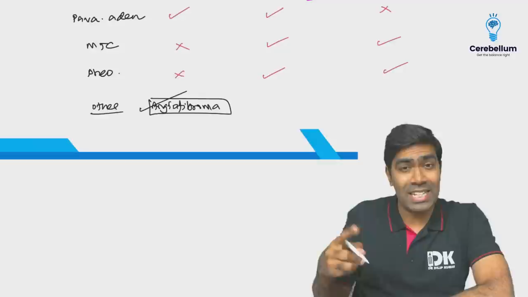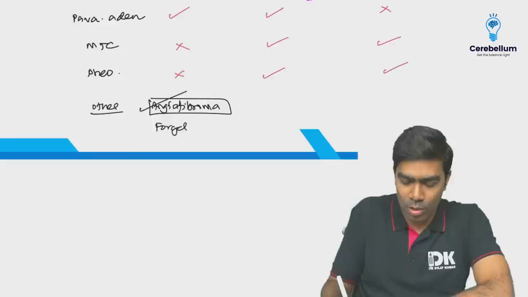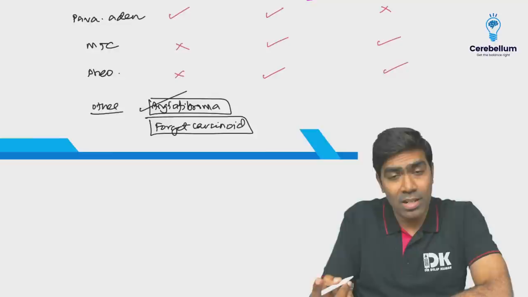Second, you can see something else also, that is foregut carcinoid. Why is this point important? What is the most common location of carcinoid tumor in the gut? Midgut, appendix and the distal ileum.